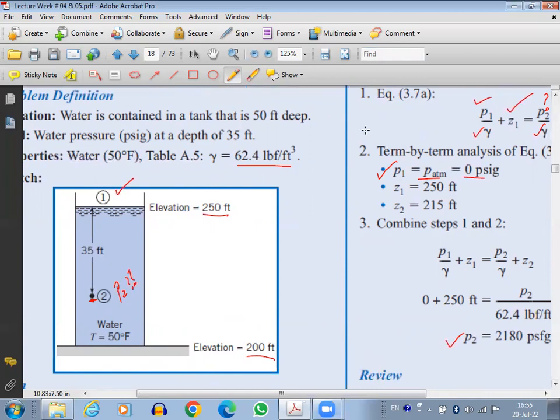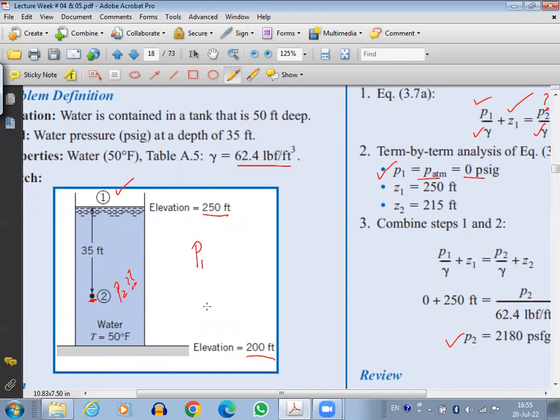In the direct approach, I will always start from the point where the pressure is known. So I have 2 points here, 1 and 2. I need to find the pressure at 2, but I know the pressure at 1. It's 0. So I will always start from the point where I know the pressure. So that will be point P1.